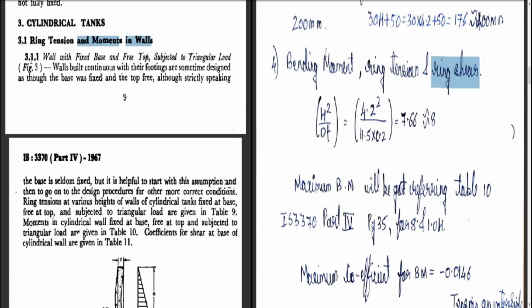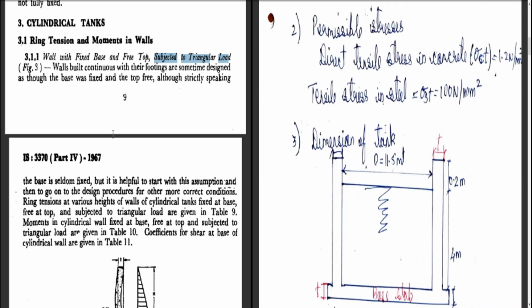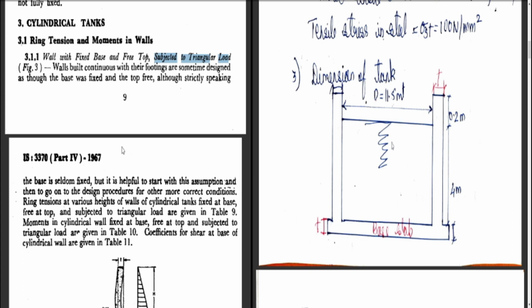3.1.1 discusses a wall with fixed base and free top and subjected to triangular load. Now this is the case which we have here. In our diagram, the tank wall holds the stored water. We have a free top, so there is no lid or cover, and this water will exert a pressure on the tank wall which is of a triangular load. And the base slab is fixed.